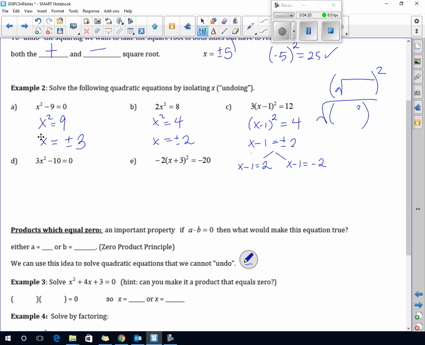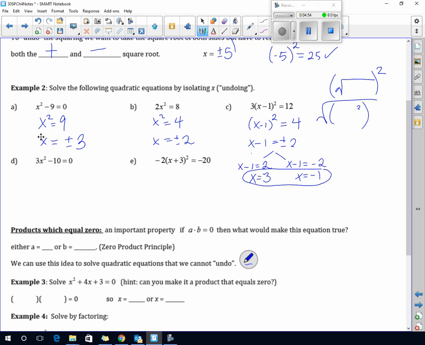negative 1. Now, the best thing about algebra is once you get a solution, you can just sub it back in and see if it works, right? So let's sub in 3. What's 3 minus 1? What's 2 squared? What's 4 times 3? 12. It works. Let's sub in negative 1. What's negative 1 subtract 1? Negative 2. What's negative 2 squared? 4. What's 4 times 3? See, it works. Yes? Okay, moving on.